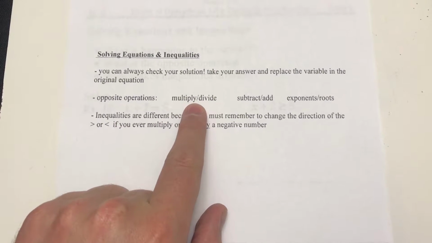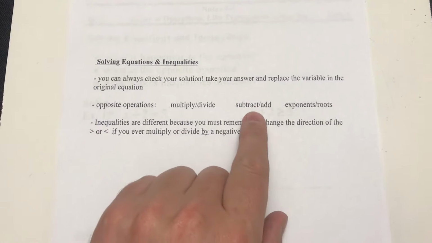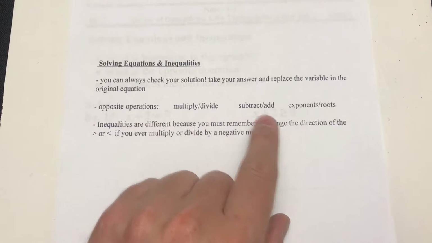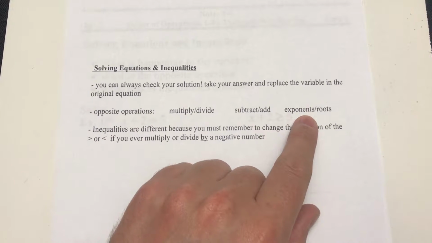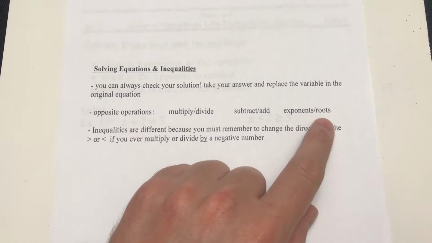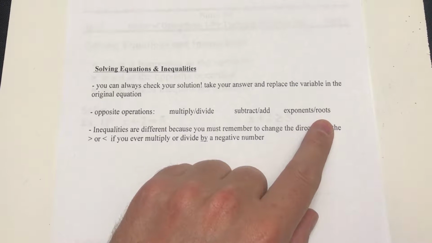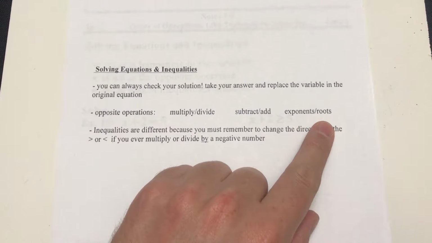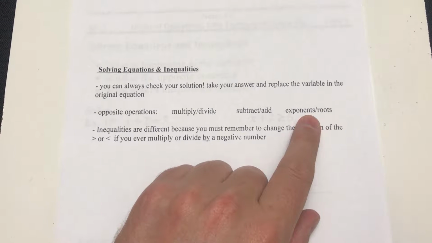Those are opposites. They will undo or cancel each other out. Subtraction and addition. Those are also opposites. Exponents, the opposite of those is a root. We're going to be exploring exponents and their opposite of roots in later chapters. We won't have to perform these operations in our first chapter here.